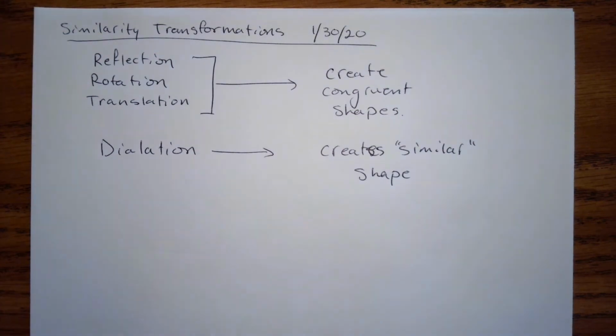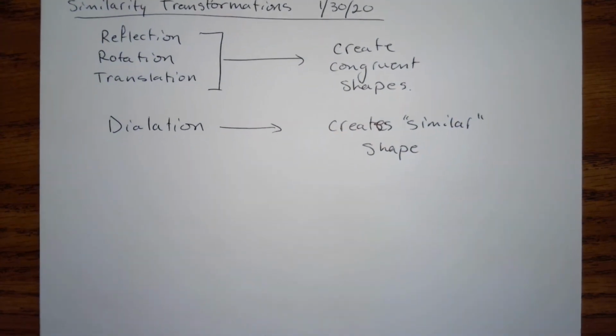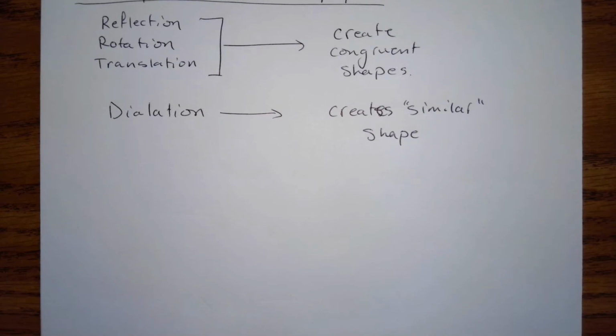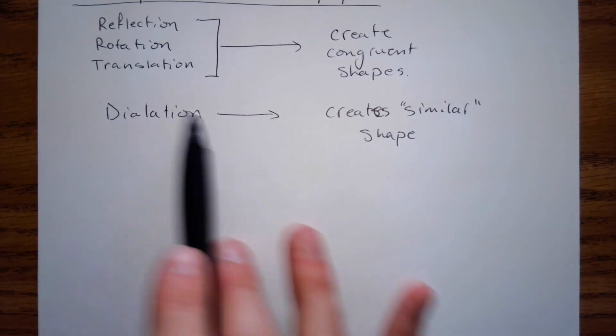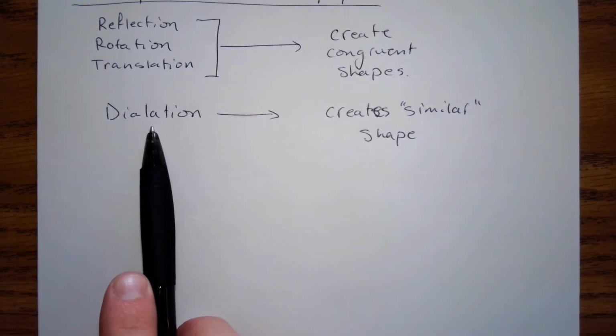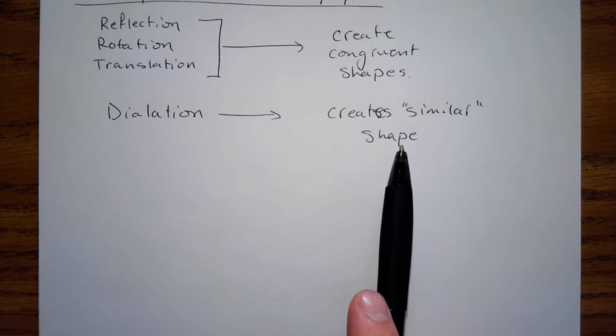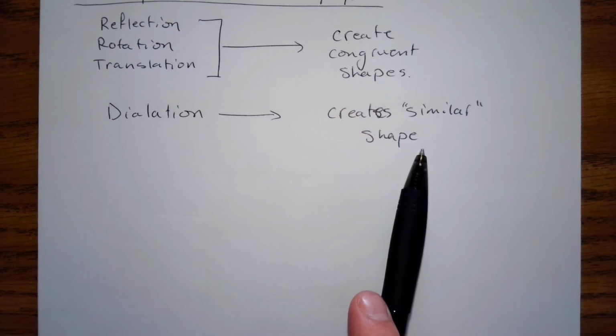The reason I want to mention that is because yesterday we were talking about, to show that something is similar, we have to show that all three corresponding angles are congruent and all three corresponding sides are proportional. Well, if you can show that there's some kind of dilation going on, then you can automatically say that the shapes are similar. So that's what I'm going to write down next.